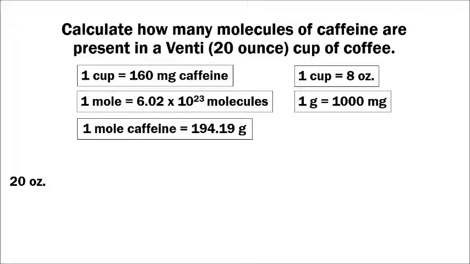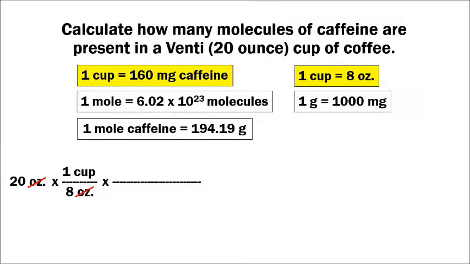Now looking at these 5 conversion factors, these 5 relationships, the only place where I see ounces is right here, where 1 cup equals 8 ounces. Let's put cup on top and ounces on the bottom. So 1 cup over 8 ounces, we can cross off the units of ounces. And now we're looking for a relationship that involves cups. All right, there it is.